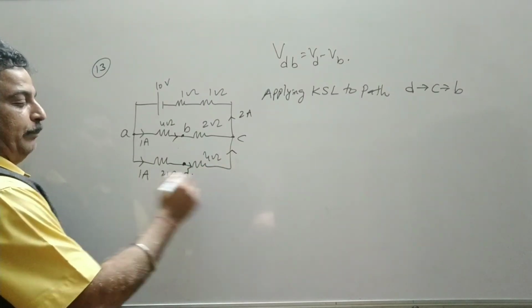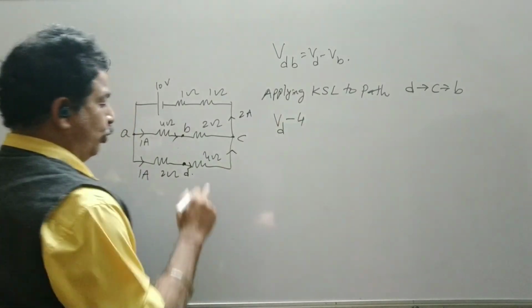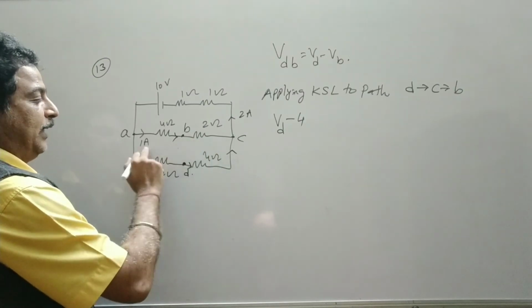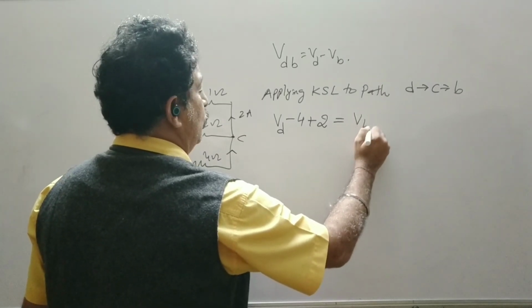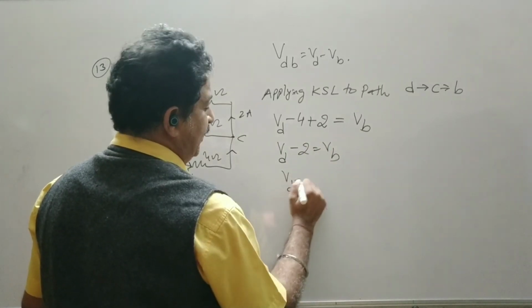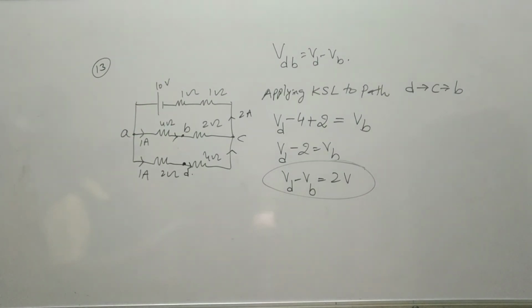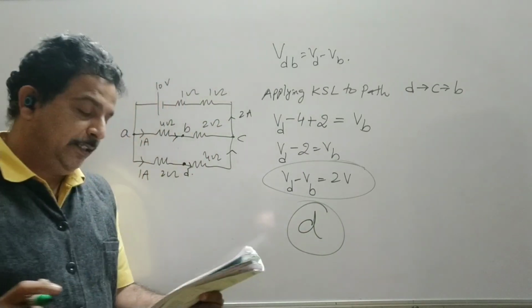So we start with D. Here the current is 1 ampere. So VD minus, in the direction of current, that is 4 volt. Then current is coming from the opposite side, that is also 1 ampere, so plus 2 is equal to VB. So VD minus 2 is equal to VB. So VD minus VB is equal to 2 volt. That is option number D. So it is a direct open path formula, option D.